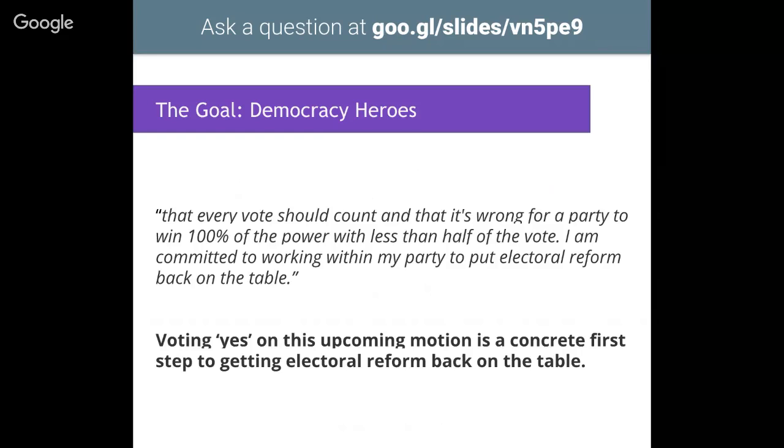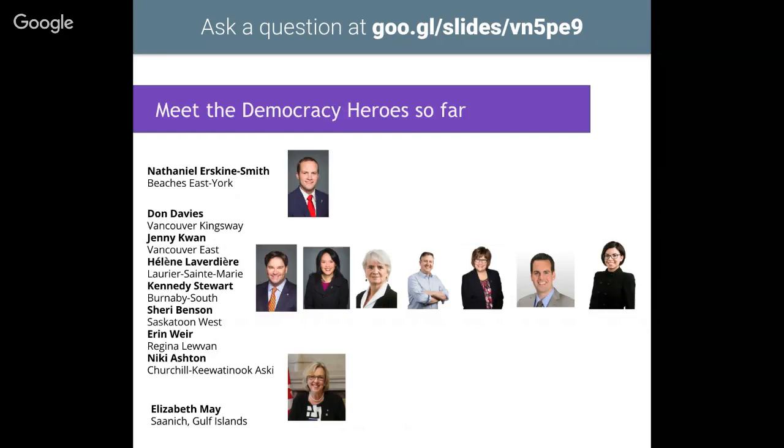So I just want to show you a list of the MPs that have already signed on. These are MPs that have already agreed to pledge to be democracy heroes. From the Liberal Party, we have Nathaniel Erskine-Smith. From the NDP, we have Don Davies, Jenny Kwan, Hélène Laverdière, Kennedy Stewart, Sheri Benson, Erin Weir, Niki Ashton, and then Elizabeth May from the Green Party.